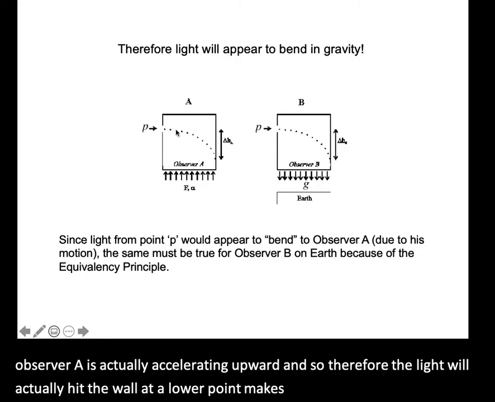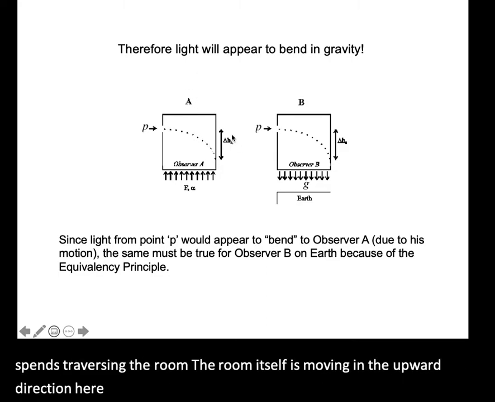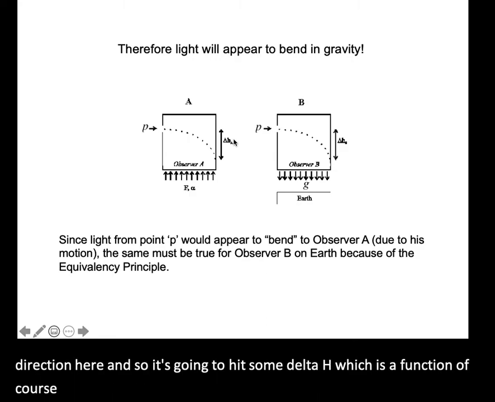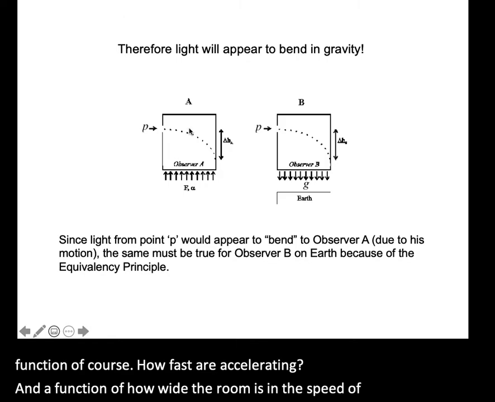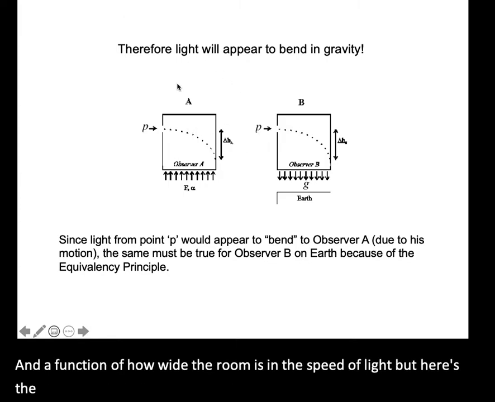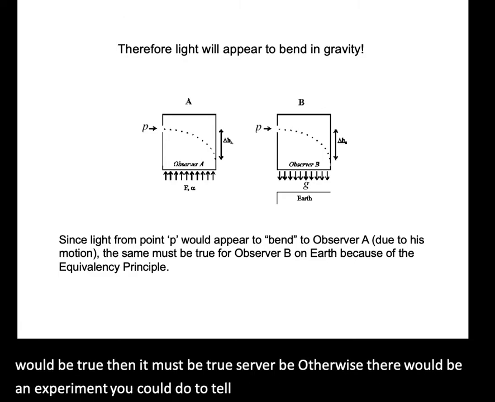The time it spends traversing the room itself is moving in the upward direction here, and so it's going to hit some delta h, which is a function, of course, of how fast you're accelerating, how wide the room is, and the speed of light. But here's the surprising thing: if this is true for observer A, and it certainly would be true, then it must be true for observer B. Otherwise, there would be an experiment you could do to tell the two situations apart, and they wouldn't be identical.